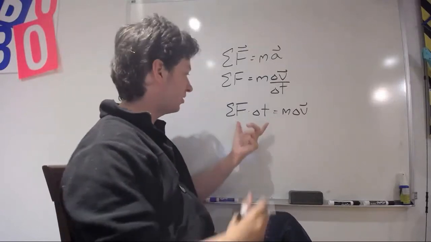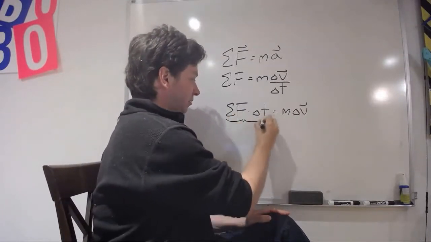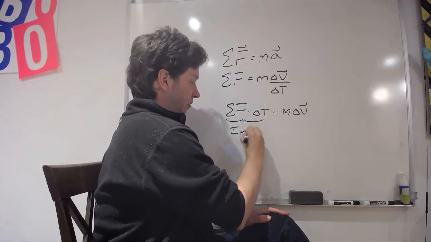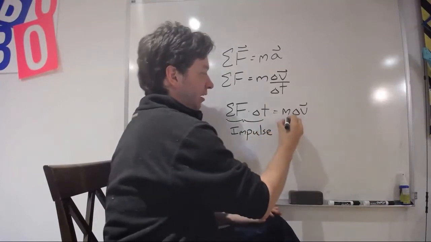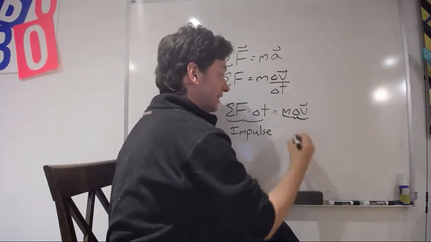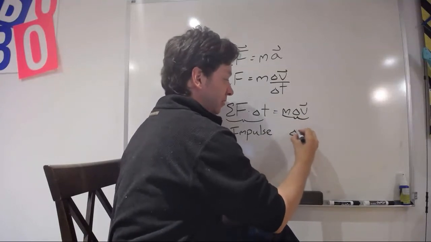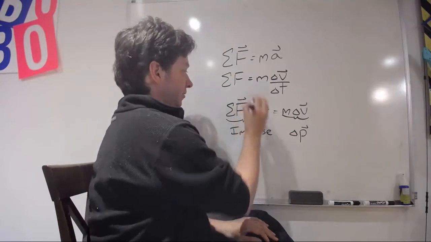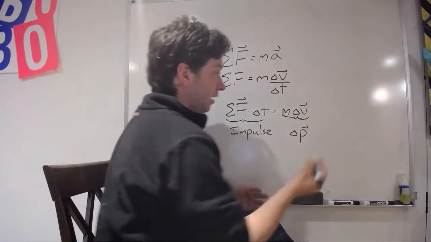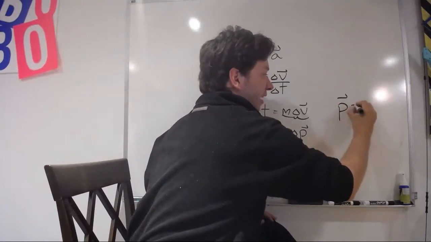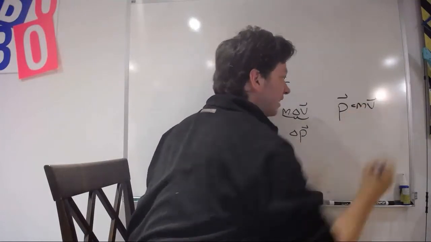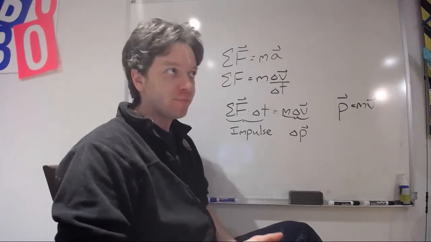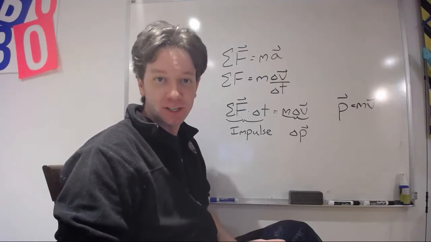Okay, now this is called an impulse. And this is called a change in momentum, which I'll write as delta p. Now momentum is a vector, right? Just like impulse is a vector. And it's written as mass times velocity. You can think of it as the power behind a moving object.